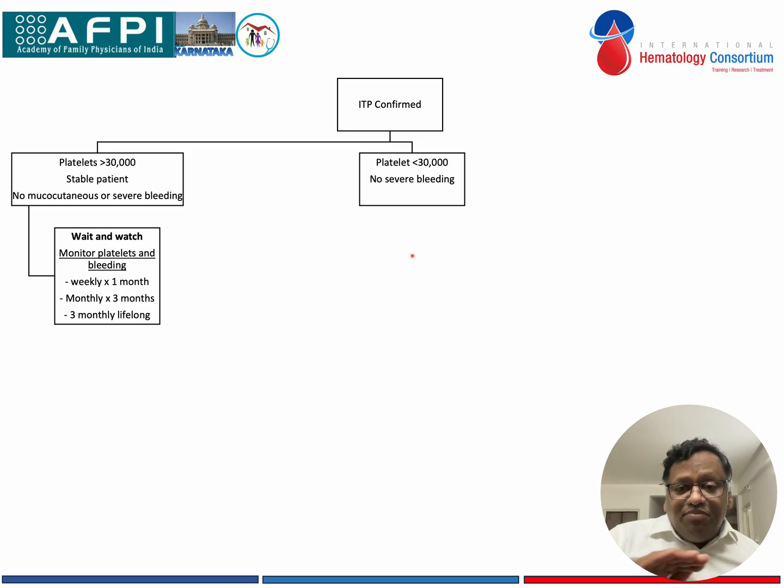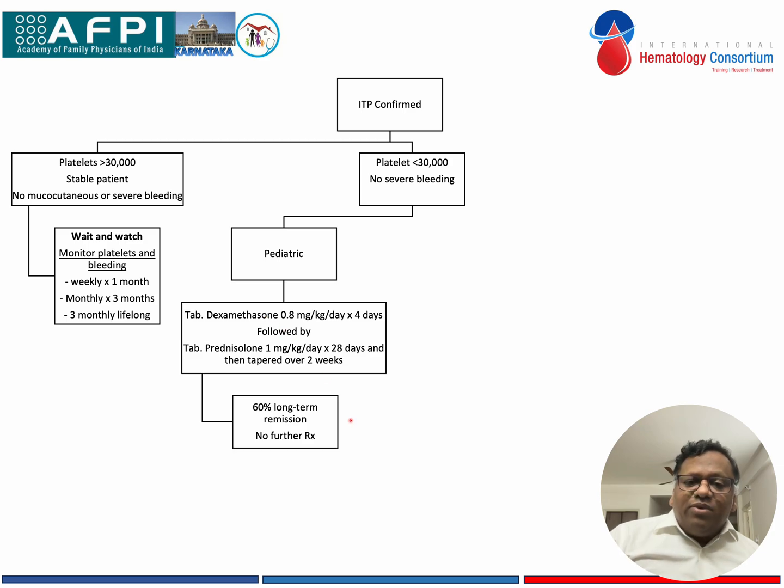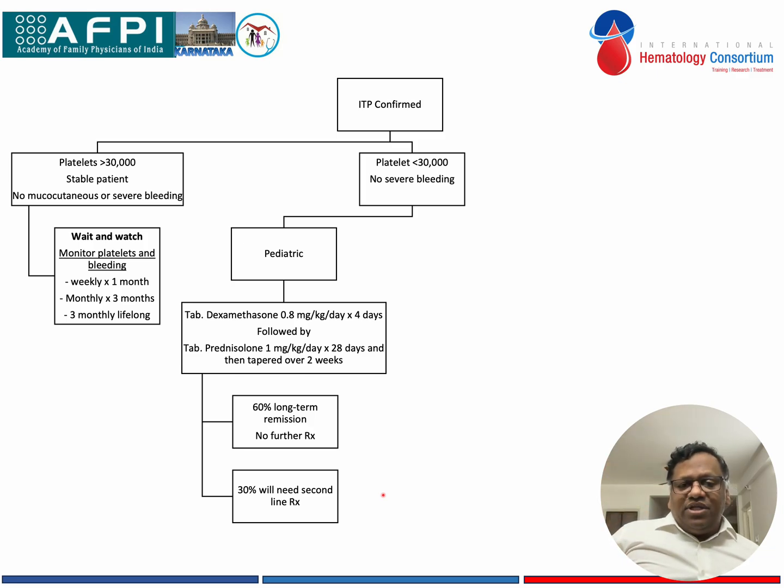However, if the platelets are below 30,000, okay, severe bleeding, yes, no. If there is no severe bleeding, pediatric patient, we start with steroids, dexa followed by prednisolone, and most of the patients will have long-term remission. I mean, two-thirds may not even recur, right? They don't go into chronic. Not all of the children go into chronic phase. Some will go into chronic phase, and then we will add azathioprine, etc., as a steroid sparing agent, so that we don't give steroids for too long.